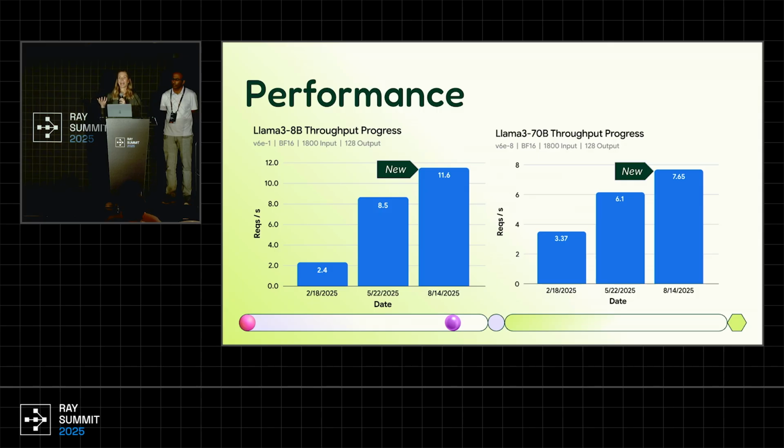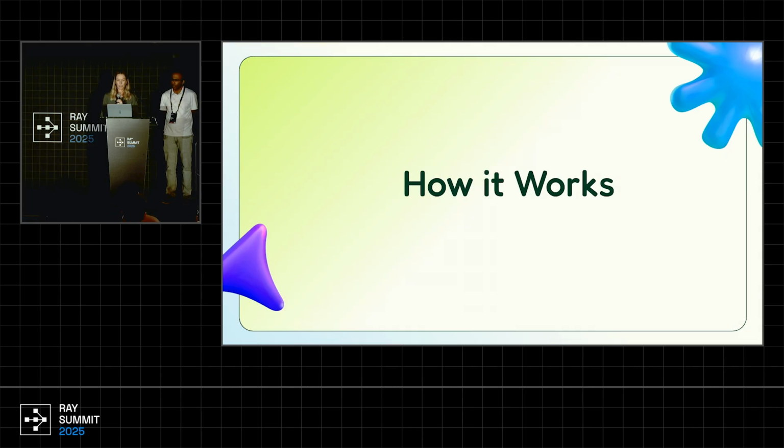But because we only have the baseline, that is Llama 8B and 70B, this is what we can compare. And so we've seen almost like a 3 to 4x improvement in performance across some of these core workloads. So we're really happy about that. So let's dive into how it works. I'll pass it over to Manoj now, who can go over it in detail.